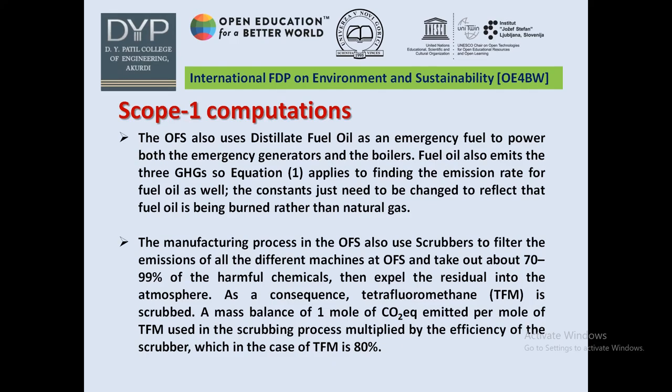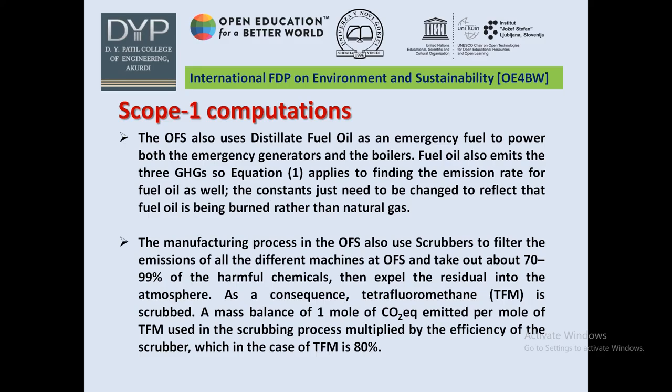So scope 1 computations will continue. The OFS also uses distillate fuel oil as emergency fuel to power both the emergency generators and boilers. Fuel also emits the three gases. So equation 1 applies to finding the emission rate for the fuel oil as well. The constant just needs to be changed to reflect that fuel oil is being burned rather than natural gas.